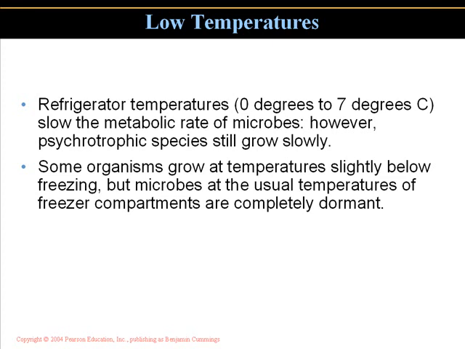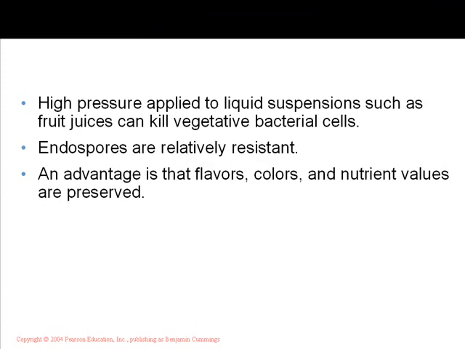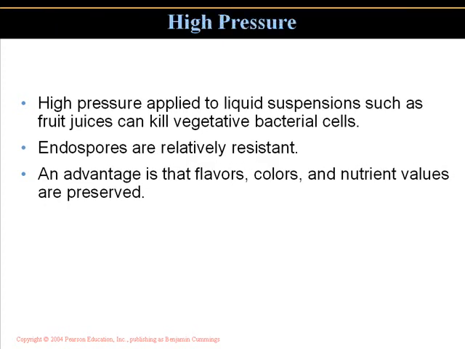Some organisms grow at temperatures slightly below freezing, but microbes at the usual temperature of a freezer compartment are typically completely dormant. High pressure, and as we talked about, high pressure used with heat. Now just high pressure alone. High pressure applied to liquid suspensions such as fruit juices can kill vegetative bacterial cells. Endospores are relatively resistant. An advantage is that flavors, colors, and nutrient values are preserved if you simply use high pressure.